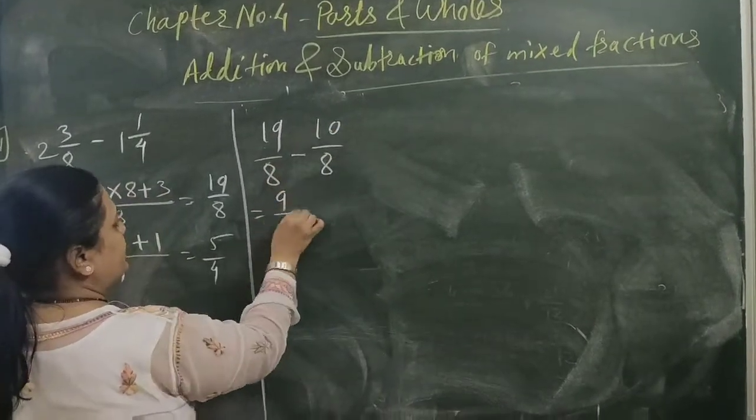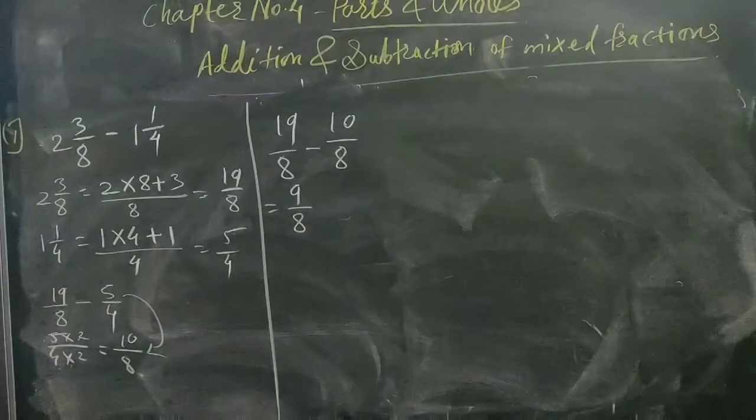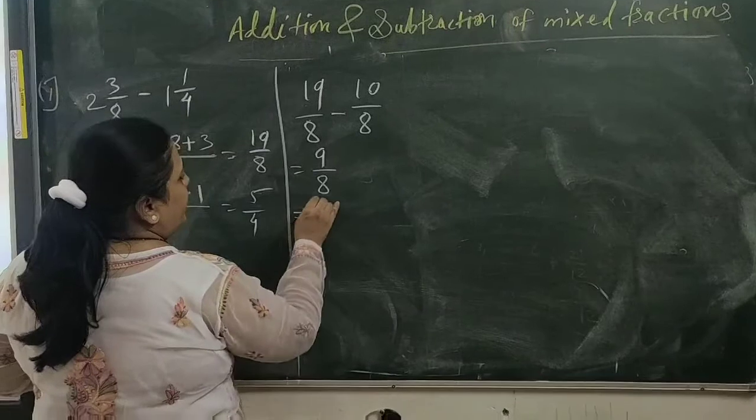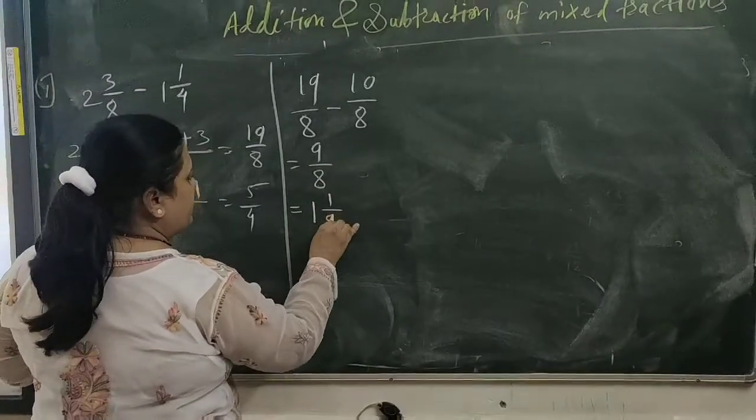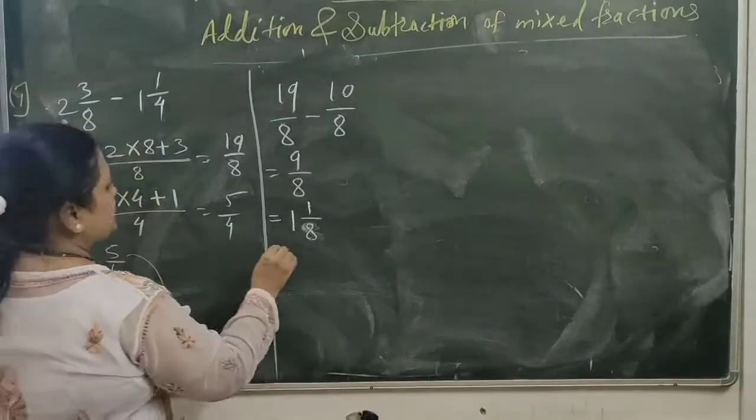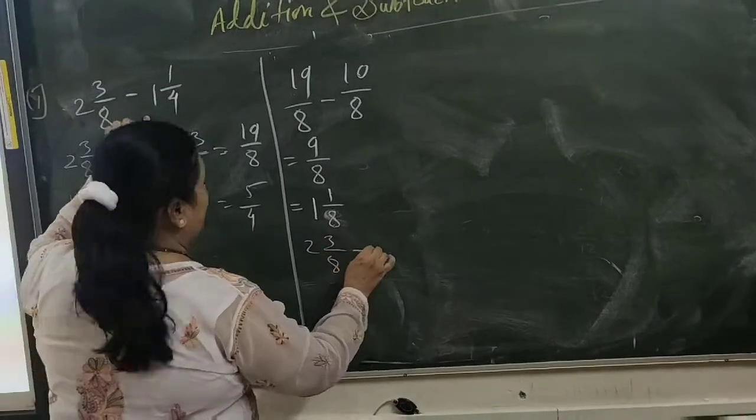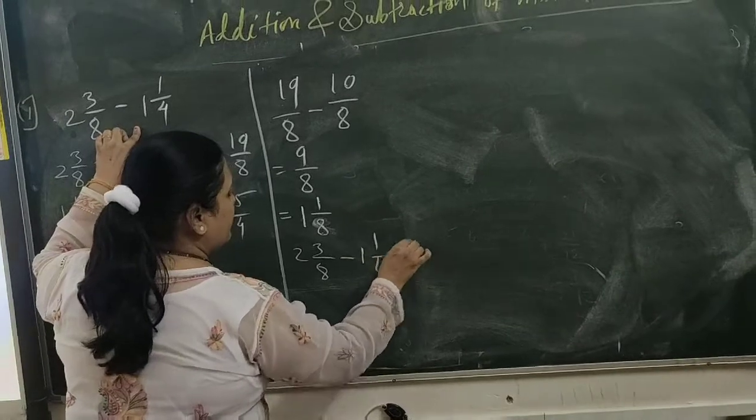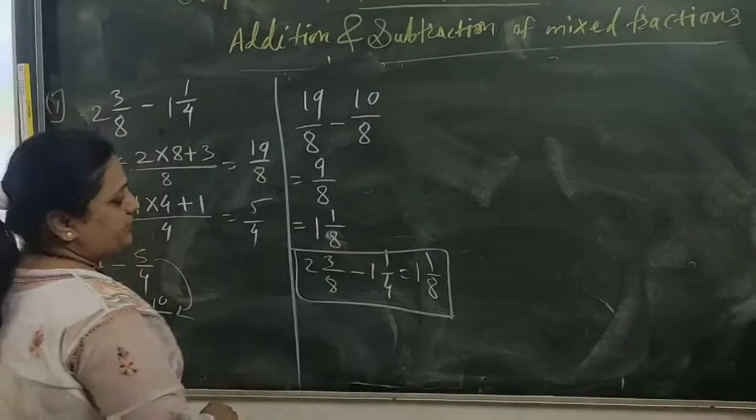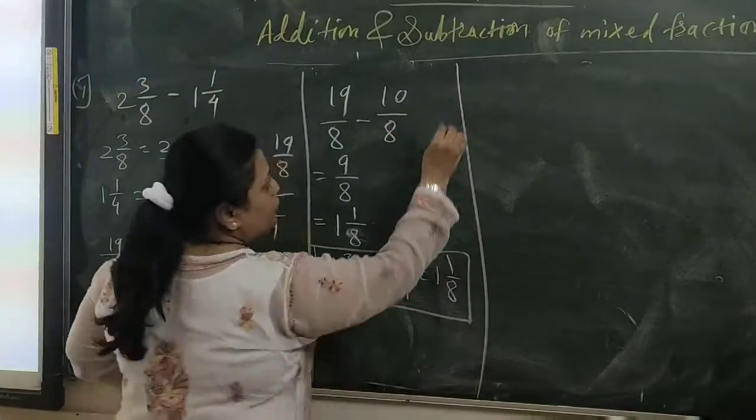Again this is an improper fraction. So convert it into a mixed fraction. So 8 ones are 8, 1 remainder. See here, 8 ones are 8 plus 1, 9. So what is our answer? 2 3 by 8 minus 1 1 by 4 is equal to 1 1 by 8. This is our answer. One more example, let me show you.